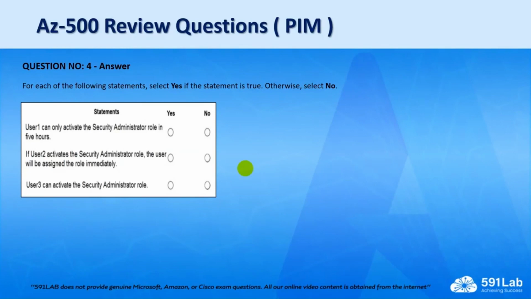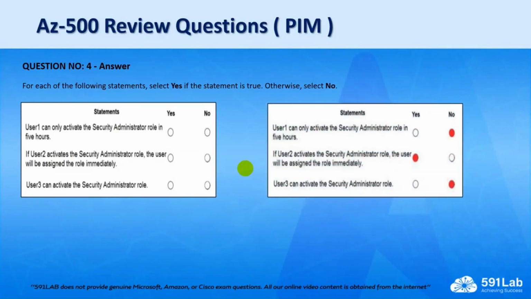So let's look at the answers. Here, user 1 can only activate the security administrator role in 5 hours. No, it's not the limitation. User 2 activates the security administrator role, and is it going to be assigned immediately? Yes. User 3 can activate the security administrator role? No. Okay, I hope this explanation helps you to understand this question. Let's move to the next question.